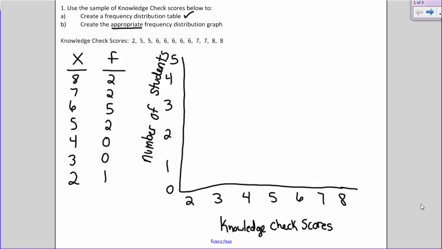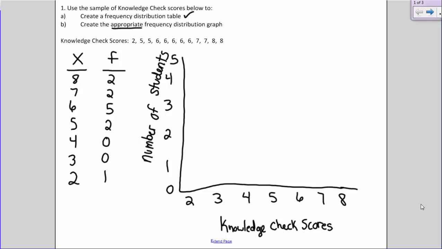So let's go ahead and create a histogram with this data because knowledge check scores are ratio data. They have a true 0 point. If you got a 0, you got none of the items correct. And each value tells you not only direction, but the magnitude of the differences. So not only do you know that a 4 is a better grade than a 2, but it's 2 points higher. So it's ratio data.